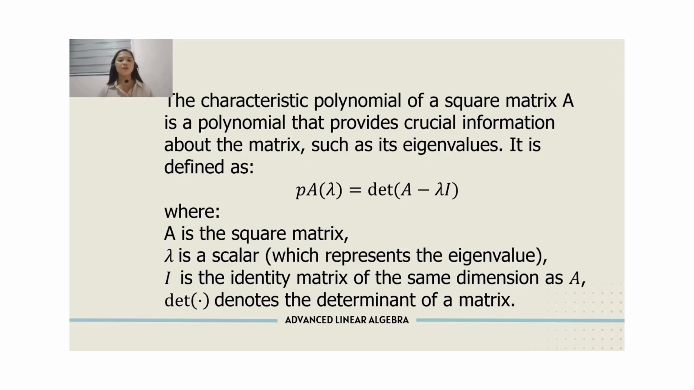The characteristic polynomial of a square matrix A is a polynomial that provides crucial information about the matrix, such as its eigenvalues. It is defined as P sub A of lambda equals the determinant of A minus lambda times the identity matrix, where A is the square matrix, lambda is a scalar which represents the eigenvalue, I is the identity matrix of the same dimension as A, and det denotes the determinant of a matrix.